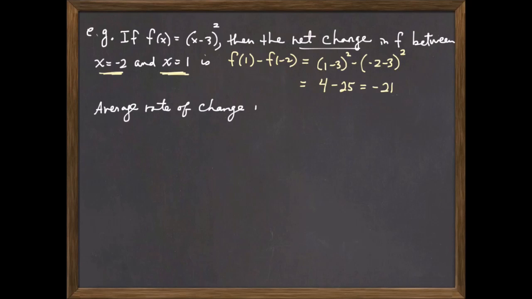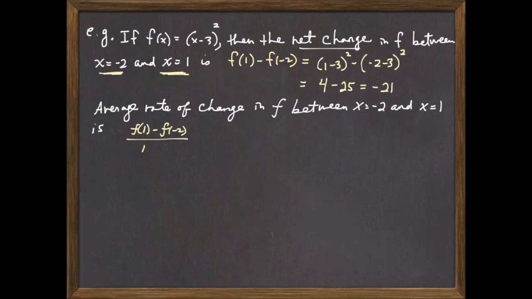On the other hand, the average rate of change in f between those 2 points, x equals negative 2 and x equals 1, is the net change divided by the difference in x. So we have f of 1 minus f of negative 2 divided by 1 minus negative 2. We've already obtained in the previous calculation that the net change is negative 21. We just have to evaluate the denominator here, which comes out to be 3. So the average rate of change in f between those 2 points is negative 7.